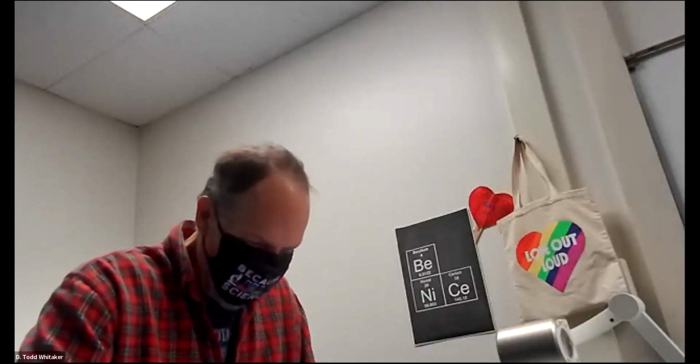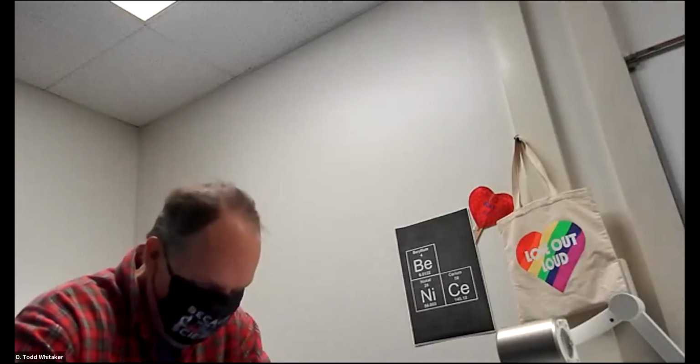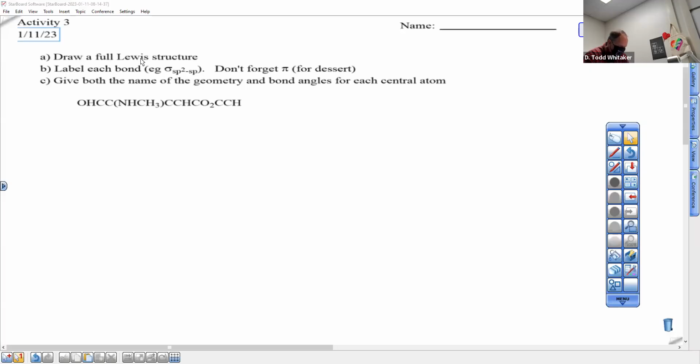Ladies and gentlemen, we're going to go way back in the review machine and do a bonding problem. So we're going to draw a full Lewis structure for this structure here. Label each bond, sigma sp2-sp as an example. And don't forget your pi bonds. And then give both the name of the geometry and bond angles for each central atom.